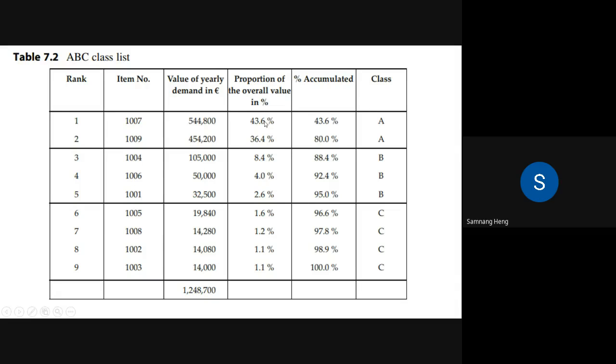Proportion gives the percentage on the item value. For number 2, again, just take this amount divided by the overall value. So you will find every percentage, and if you add them up together, you will find 100% here.